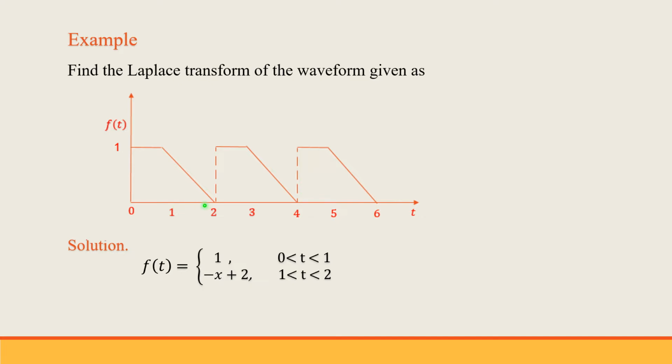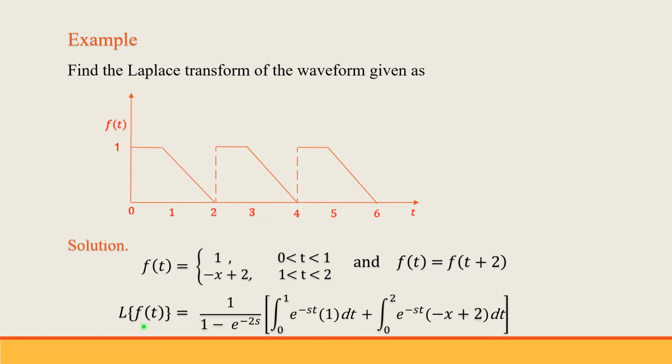And as the function is repeating after every 2 time period, we can also write f(t) equal to f(t plus 2). Now, by applying the property of Laplace transform of periodic functions, we can write Laplace transform of f(t) as 1 by 1 minus e raised to the power minus 2s into integral 0 to 1 e raised to the power minus st into 1 dt plus integral 1 to 2 e raised to the power minus st into minus t plus 2 dt.